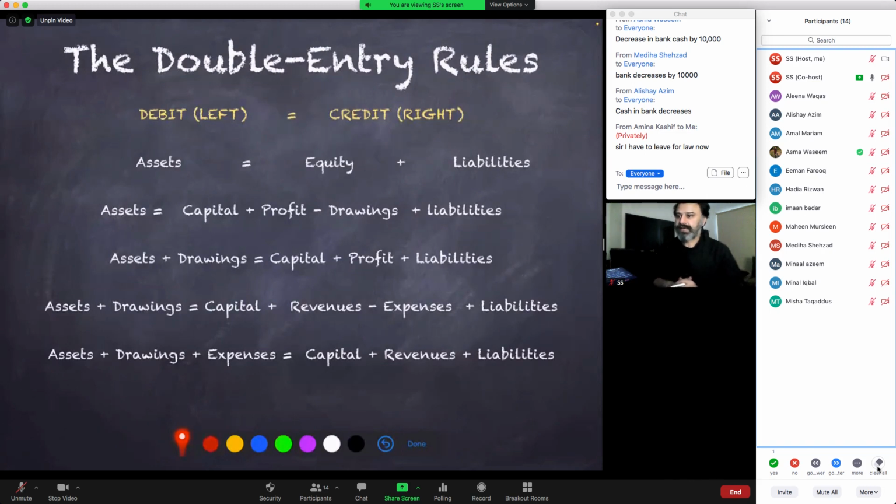Good. Asma, thank you. Who else? Please give me a green check if we understand the final state of our accounting equation here, right? Excellent. Amal and Madiha. Amal? Madiha has checked. Amal? Probably Amal ka internet side respond nahi kar raha.